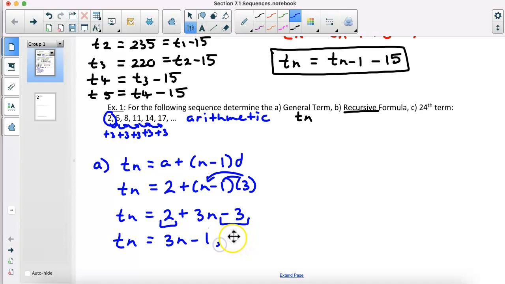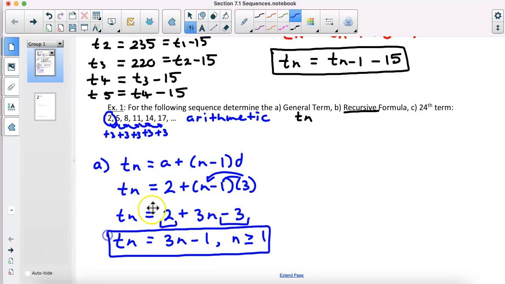And in this case, we can put our condition that always stays the same, that n must be greater than or equal to 1. We're not going to have a 0 term. It's always going to be the first term. Okay, so here's our equation for the general term.